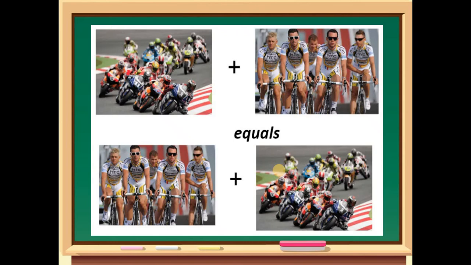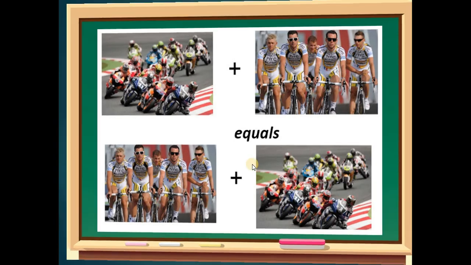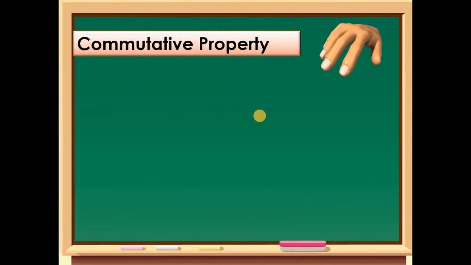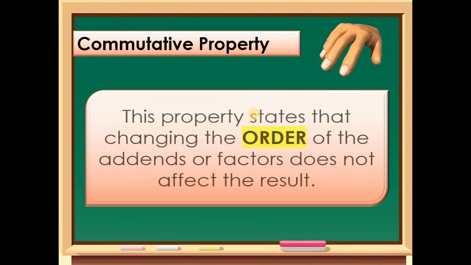Next. Okay, so we have here yung picture ng nagmomotor at picture ng nagbabike, equals picture na ng nagbabike at picture na ng nagmomotor. Kung papansinin natin, nauna yung nagmomotor dito sa unang side, while after equals, naging pangalawa na. So meaning, nagkabaliktad sila ng posisyon. So ano nga ba yan? Yan ay tinatawag na commutative property. Ano nga bang commutative property?